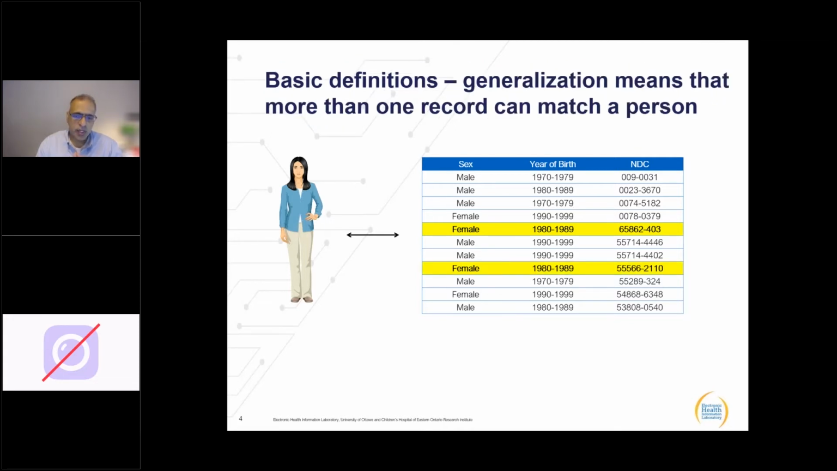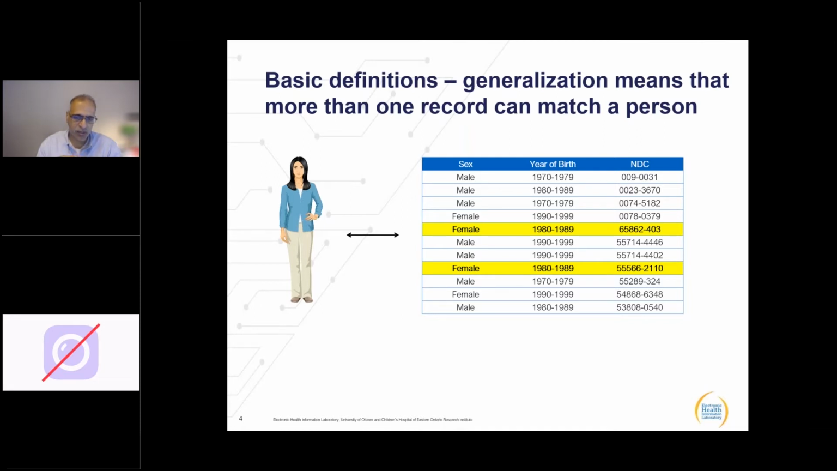You can reduce that probability through generalization. So in this particular example, we generalized the year of birth to a decade of birth. And now we have two females who were born in the same decade of birth. So that is an example of generalization of the year of birth, and that reduces the identifiability of Sally because now it's harder, there's more ambiguity as to which record belongs to Sally in this particular data set.